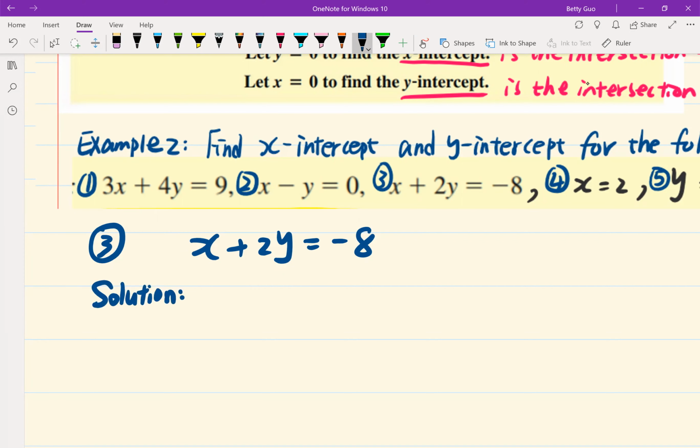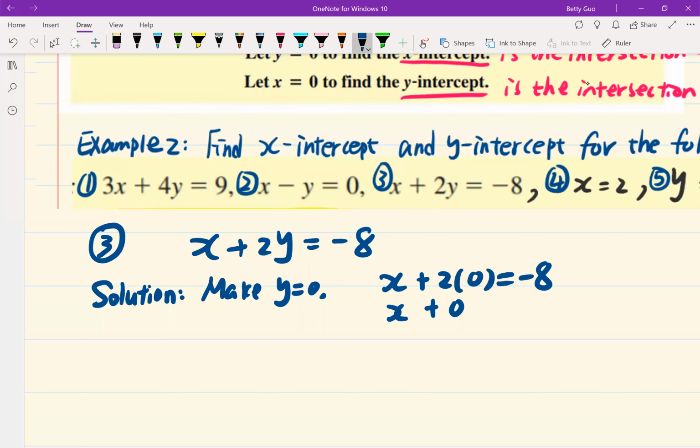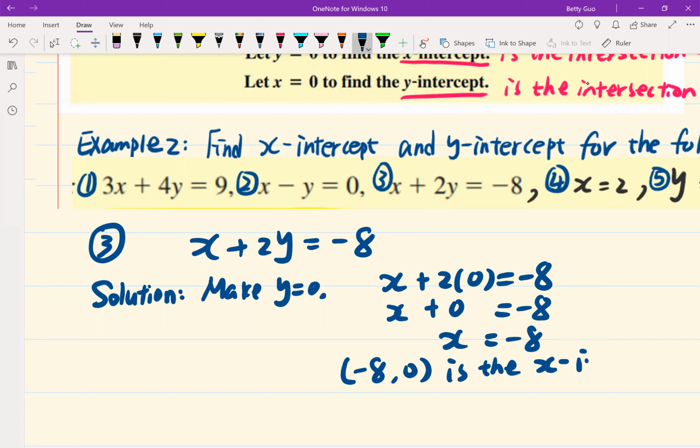In order to find the x-intercept, we make y be 0. Yeah, we plug in y equals 0. Let's see what we have. x plus 2 times 0 equals -8. And we have x plus 0 equals -8. And x equals -8, right? So (-8, 0) is the x-intercept.